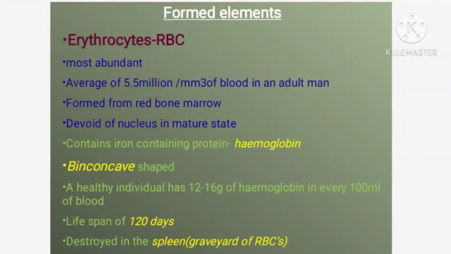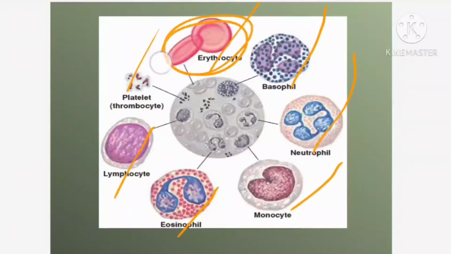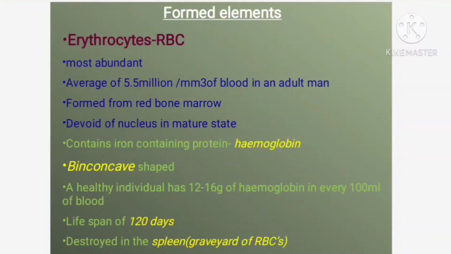Now moving on to the formed elements, the first formed element we are going to discuss is erythrocytes, that is the RBC. Okay, this is the most abundant. If you take per cubic mm of blood, that is a millimeter cube of blood, how much RBC is present? 5.5 million RBCs are present. Okay, so in an adult man you can find this much RBC in 1 cubic mm of blood. That's why the blood has what? Red color, as that is the major composition.